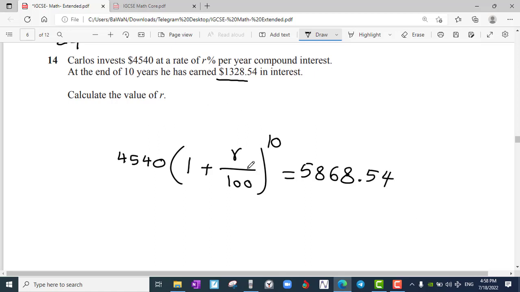Okay, we just have to find R. It's an equation. If it's not an equation, we cannot solve. If you don't make an equation, you can't find the missing term.